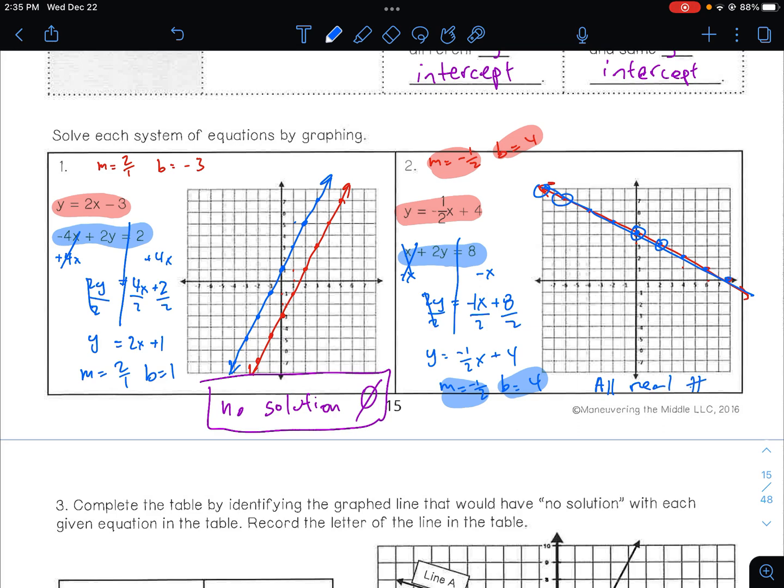All real numbers. So all the solutions are true. And that should have been obvious because take a look at this equation, y equals negative 1/2 x plus 4. It's the same exact equation as right here, y equals negative 1/2 x plus 4.